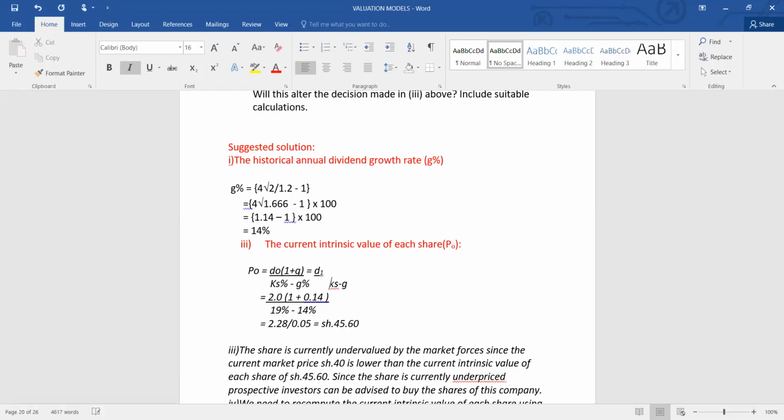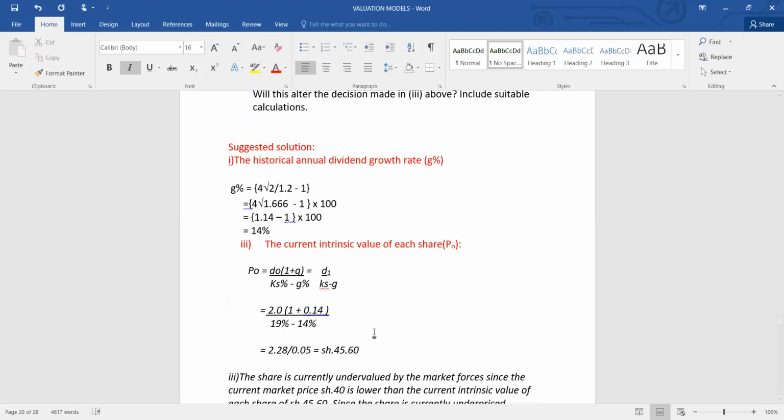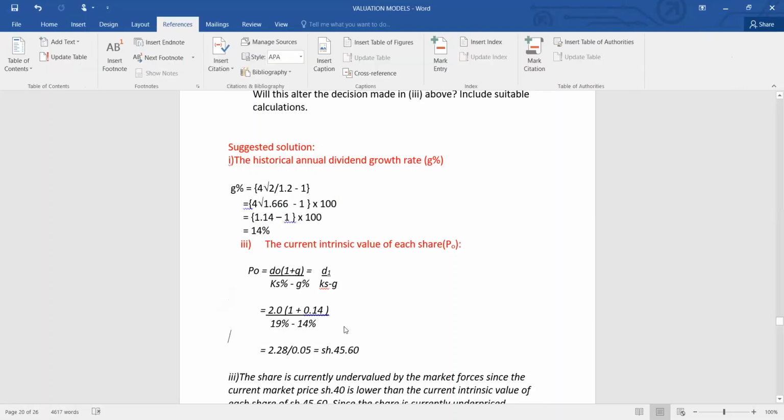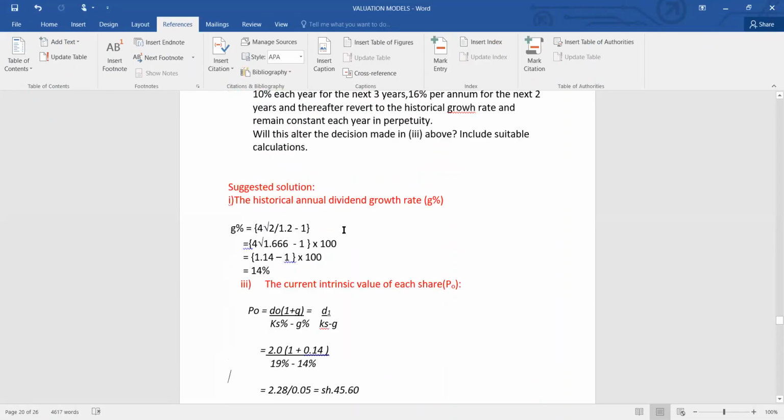Is the answer correct? If you take 2 times 1.14 divided by 0.05, is the answer 45.6? Yes.